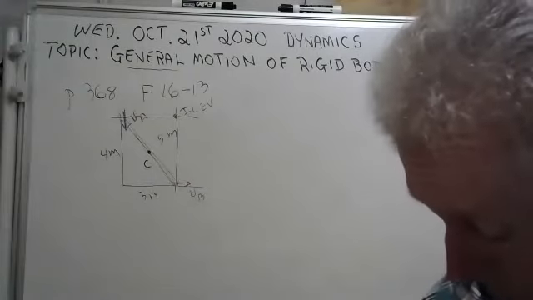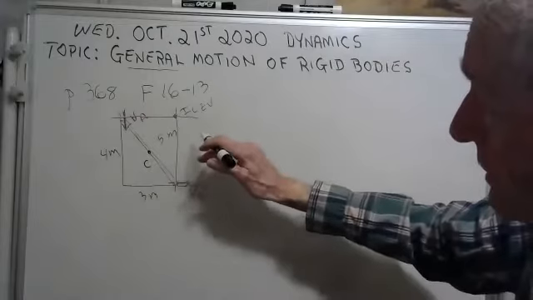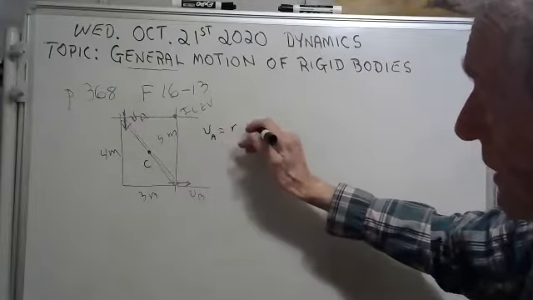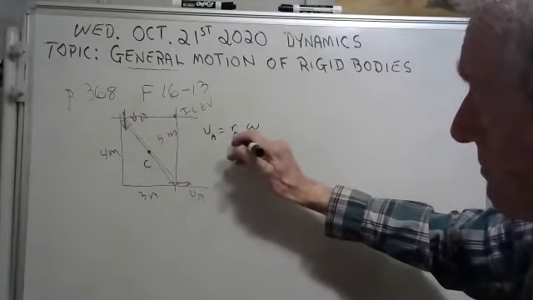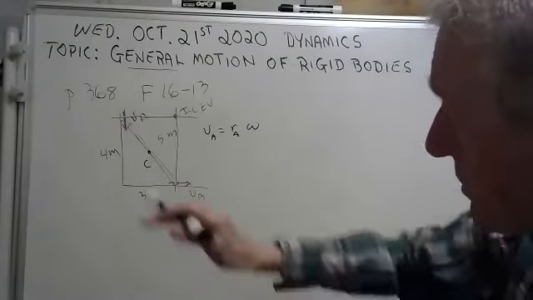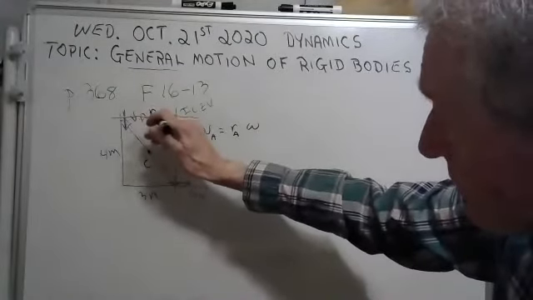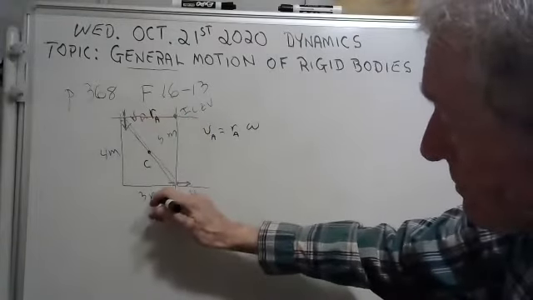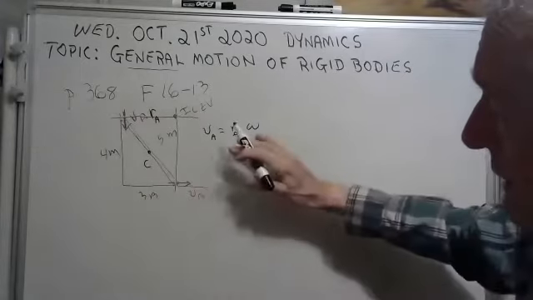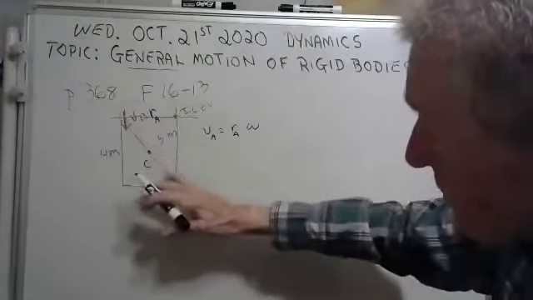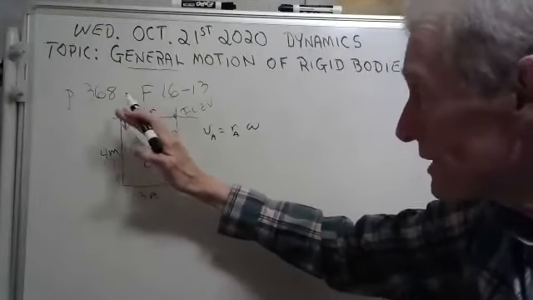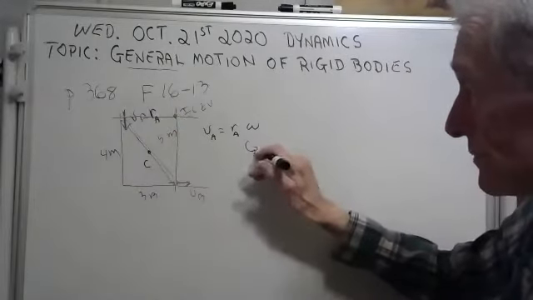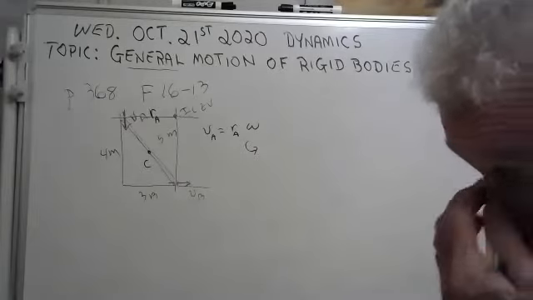Now here's how you do that. The velocity of A is equal to R omega, where R is the distance here. Call it RA. That's a good name for it. It's 3 meters. Now, omega is the angular velocity of this rod. It is rotating like that. It's rotating counterclockwise.